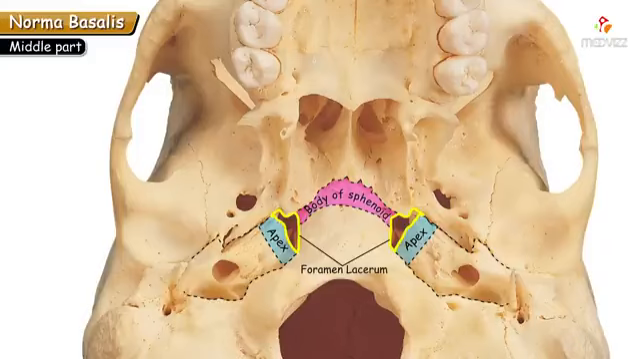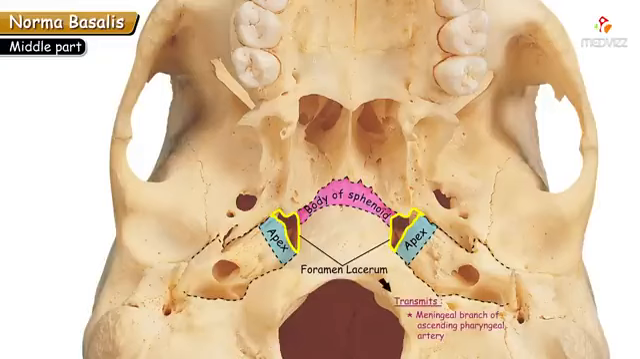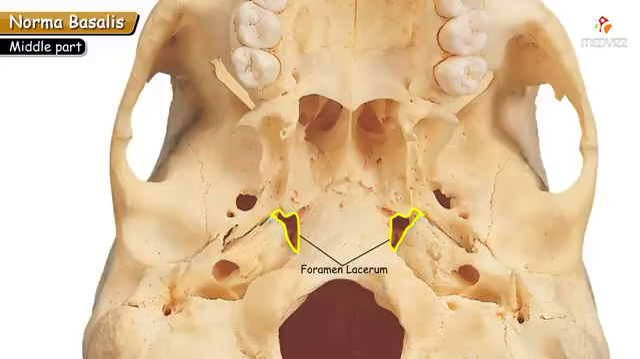Only two structures pass through it. One is the meningeal branch of the ascending pharyngeal artery and the other is the emissary vein. And the importance of this foramen is that internally, the carotid canal, what we just saw over the petrous part, and the pterygoid canal open up into the foramen lacerum from inside.